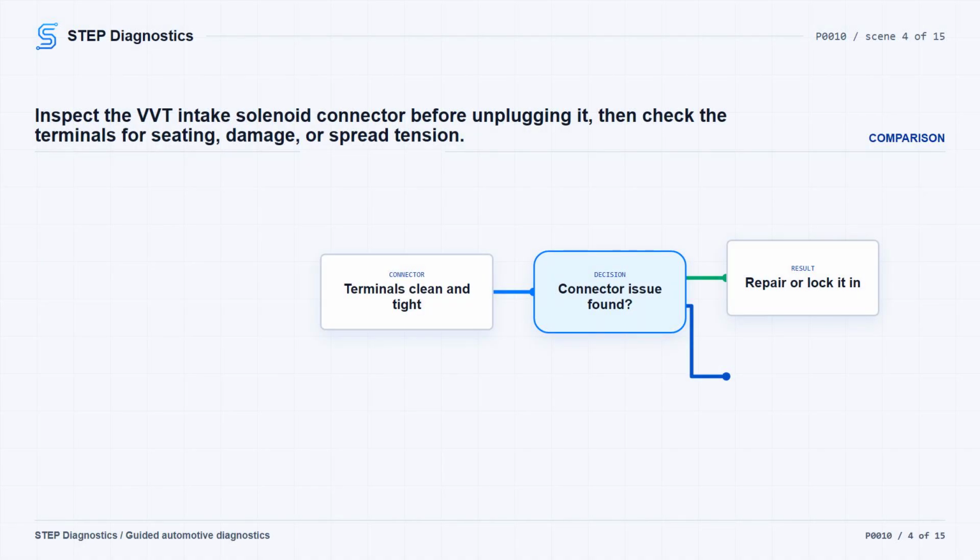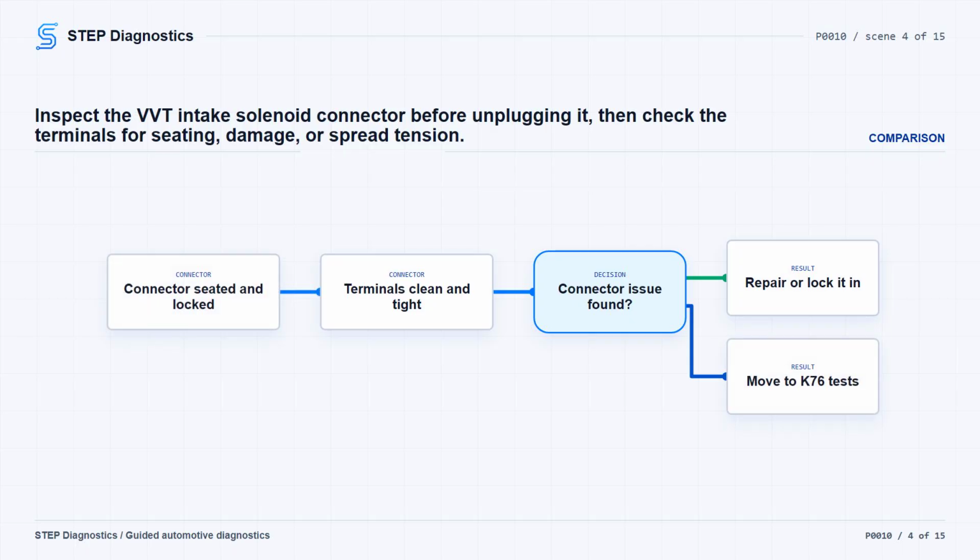With the ignition off, go right to the VVT intake solenoid 1/1 connector. Before unplugging it, make sure it was fully seated and locked. Then disconnect it and inspect for pushed out, damaged, or spread terminals. If you find a connector or terminal problem, repair the terminal issue or seat and lock the connector correctly. Then verify the repair and confirm the code stays gone. If the connector and terminals look good, move on.